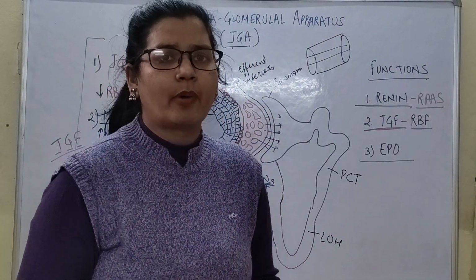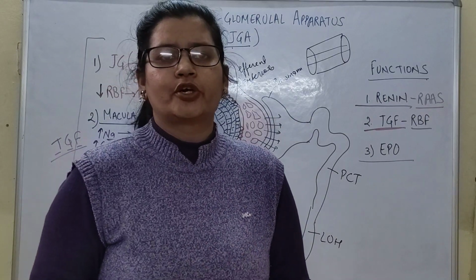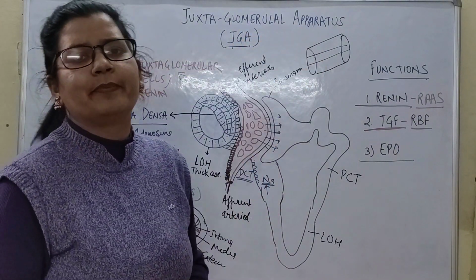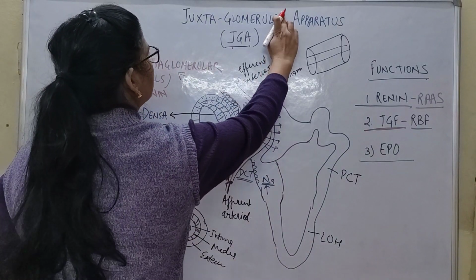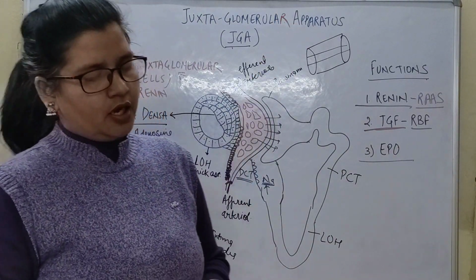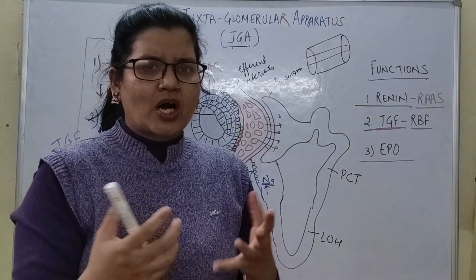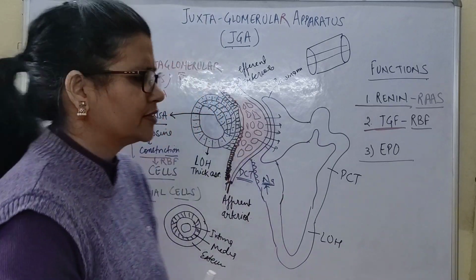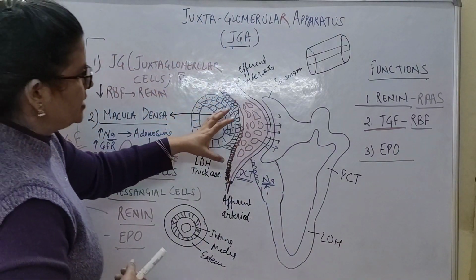Today we'll study a very important topic of the kidney, and a very small topic which is the juxtaglomerular apparatus. Juxtaglomerular apparatus, okay, JGA. Fine. You can get a 3-mark question on what is JGA and what are the functions of it. So let's quickly see it. What is JGA basically?